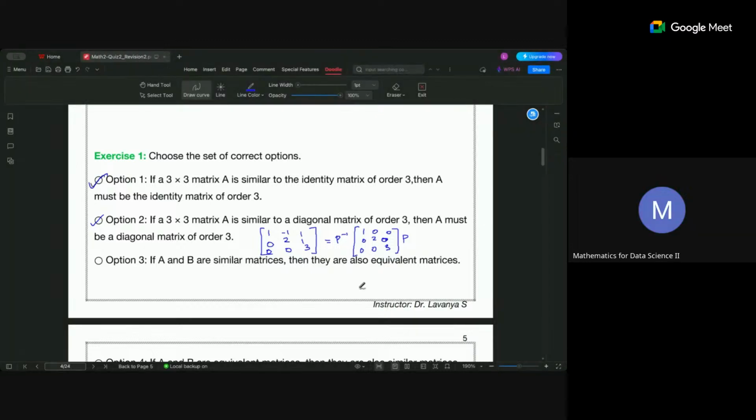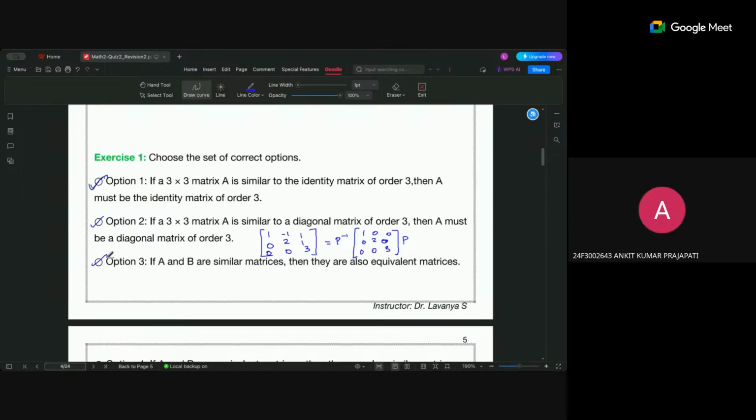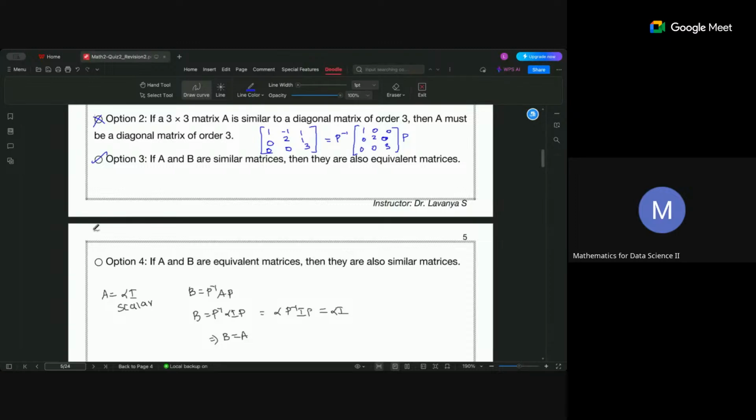Okay. So if A and B are similar matrices, then they are also equivalent matrices. Yeah, true, ma'am. And the second option should be wrong now. Yes, the second option is wrong. Correct. Thank you for pointing it out. So the fourth option: if A and B are equivalent, then they are also similar matrices. We already have a counterexample for this, right? So this is wrong. Okay, fine.